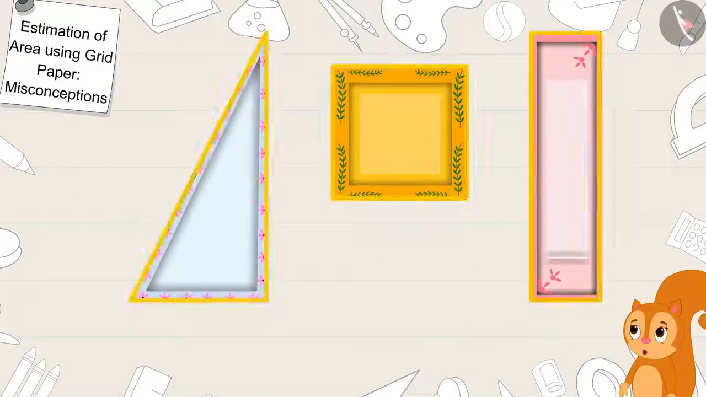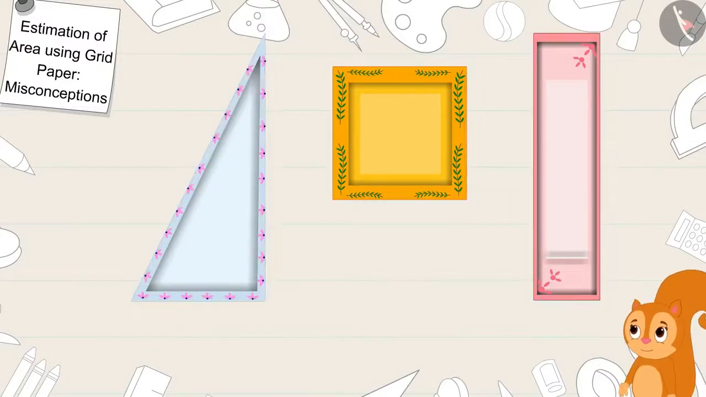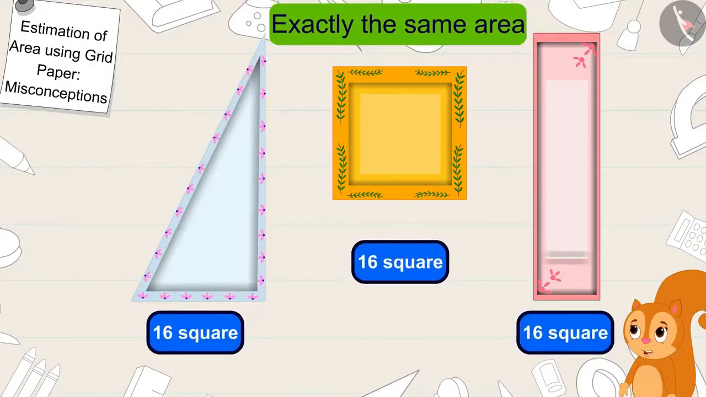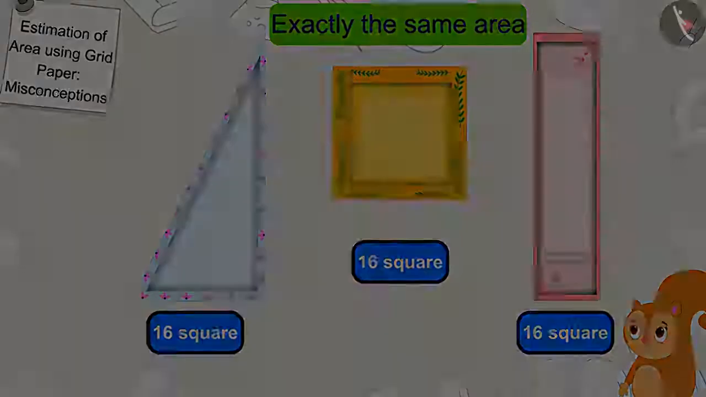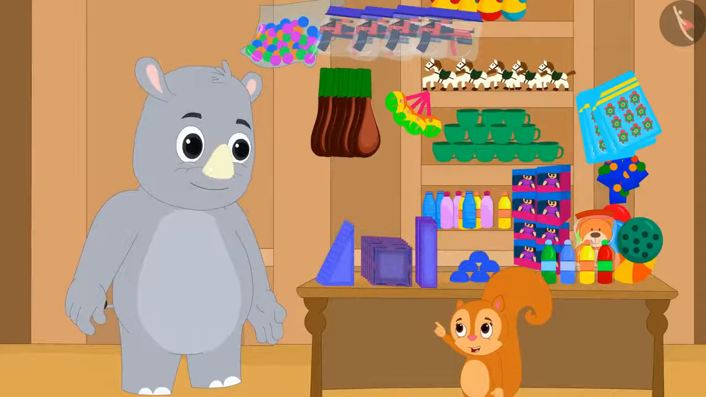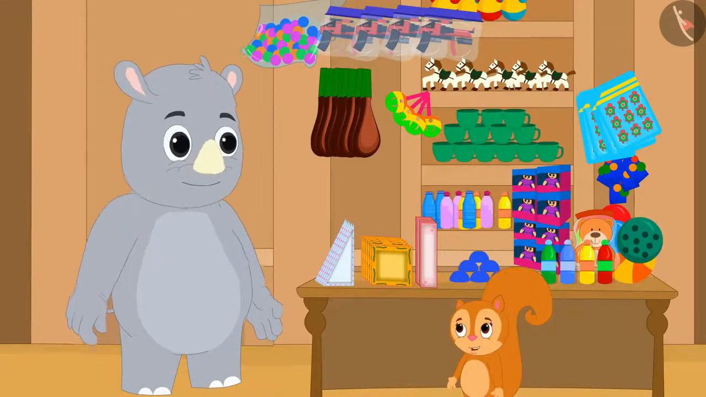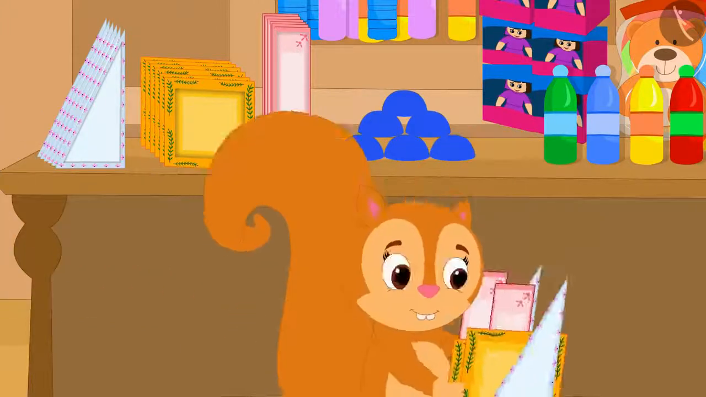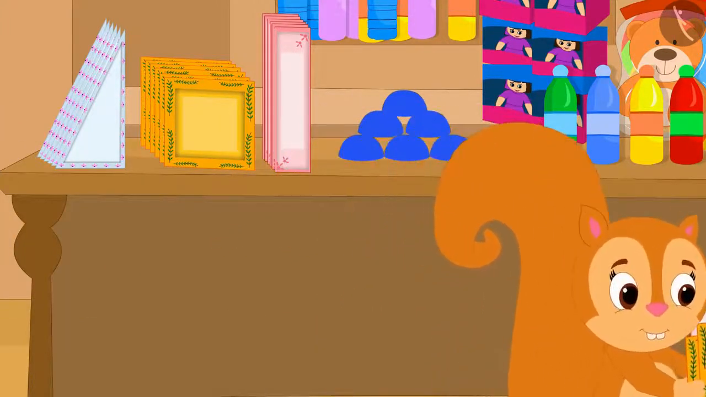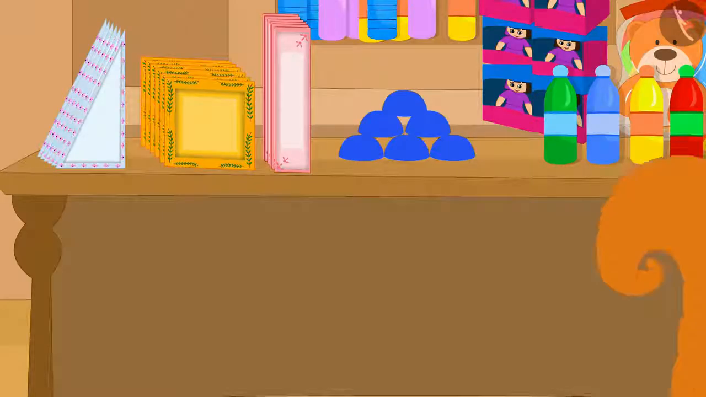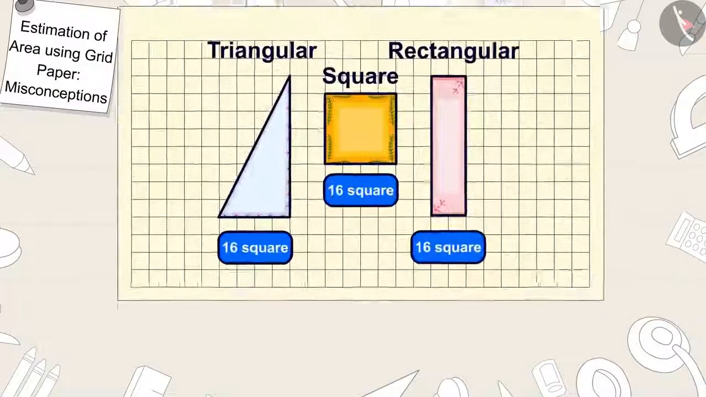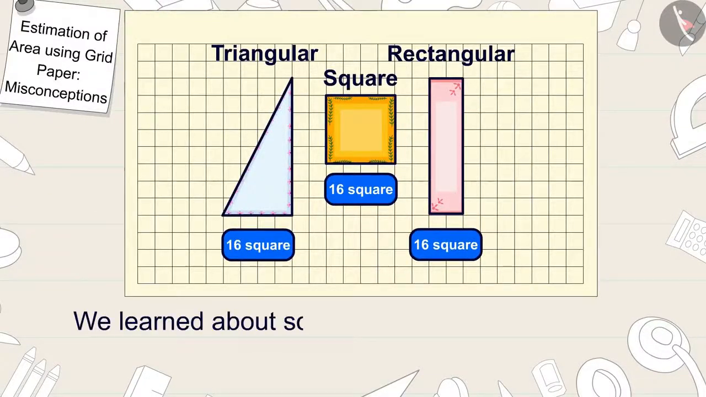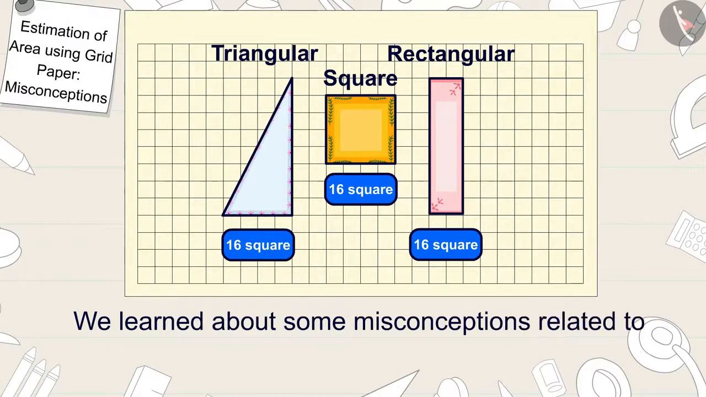You are right. The shapes of these plates may be different, but their areas are exactly the same. Chanda said to Gaggu. The plates of these 3 shapes are very beautiful. Give me plates of all these 3 shapes, said Chanda, and then bought plates of all 3 shapes from Gaggu. Children, in this video, we learned about some misconceptions related to estimating area using grid paper.